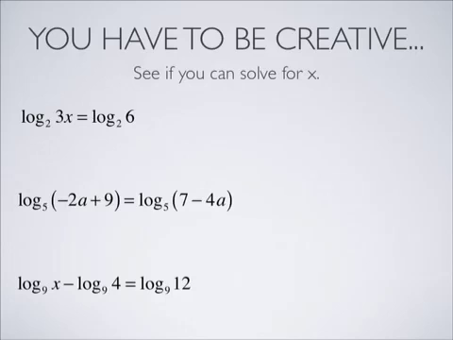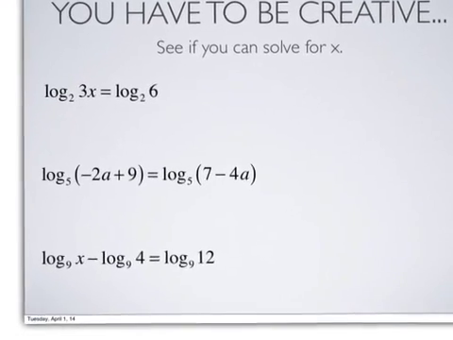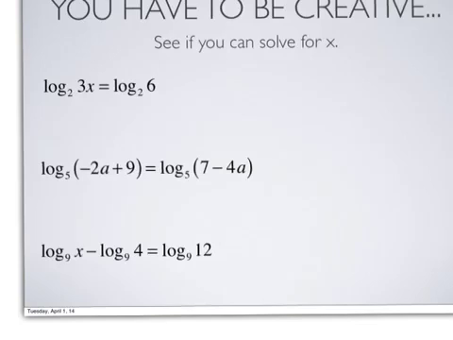So let's start with just some real basic ones here, okay? I have log base 2 of 3x equals log base 2 of 6. Now just on gut instinct, what do you think I could do here to get rid of the logs? Okay. What we did yesterday would be hard because we have one log equal to another log. Okay? And I can't, in my calculator, type in log of 3x divided by log of 2.